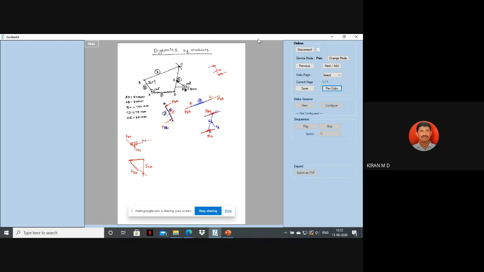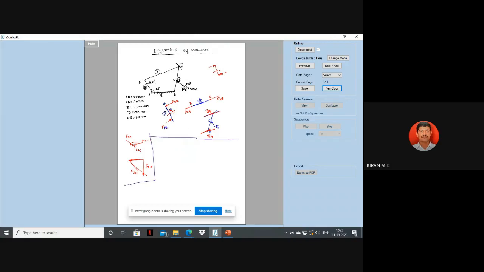Actually, this is for your reference, to avoid confusion. Here, what I have drawn are these three lines. In the examination, even if you do not draw these lines directly, you can draw the four-bar polygon. It is not necessary to show this one. Are you following? Yes, sir. Okay, just directly you can draw the force polygon.